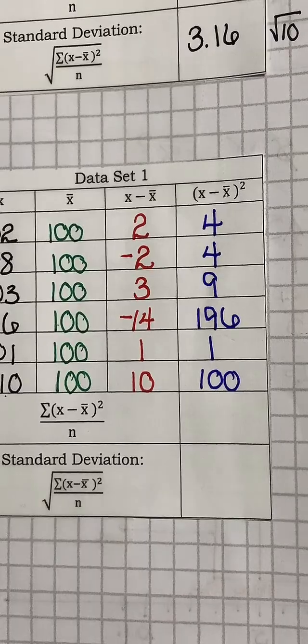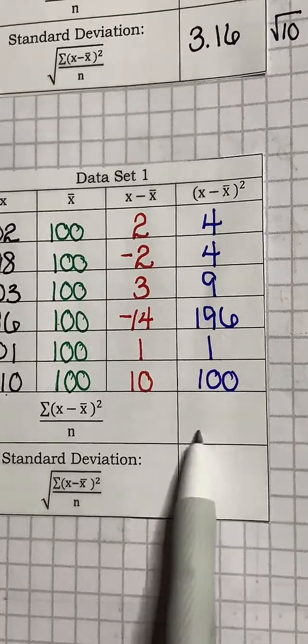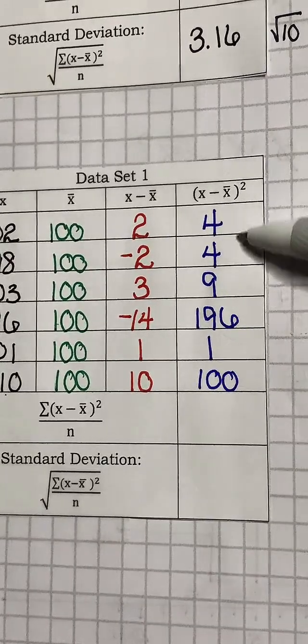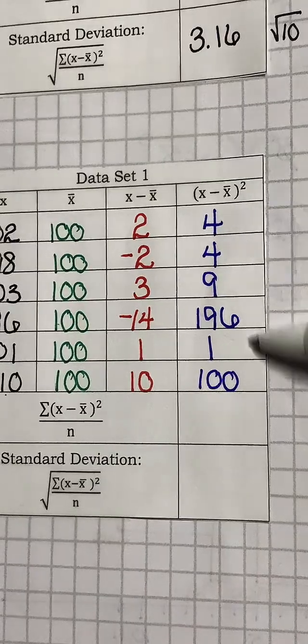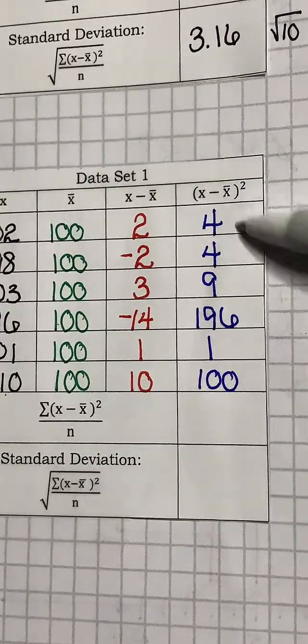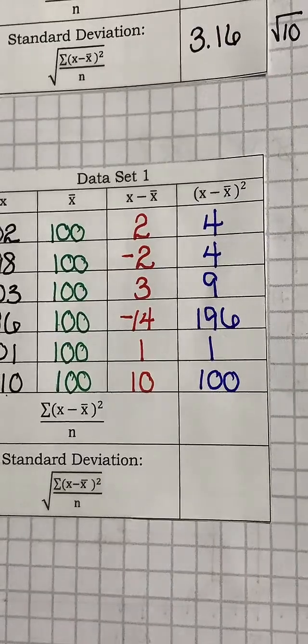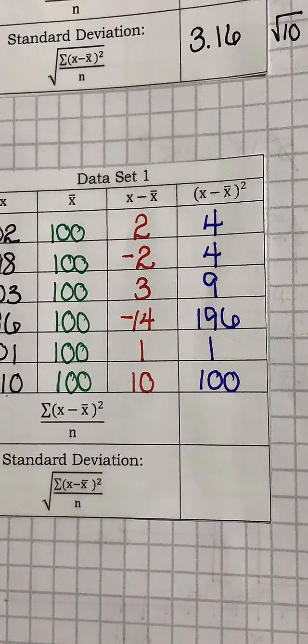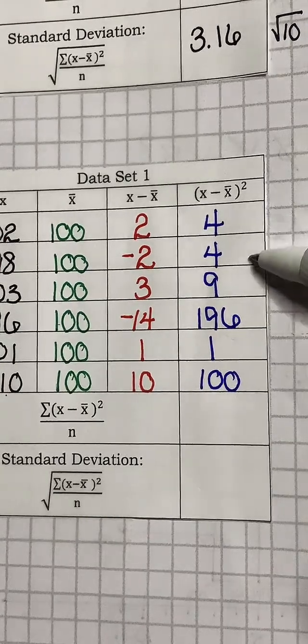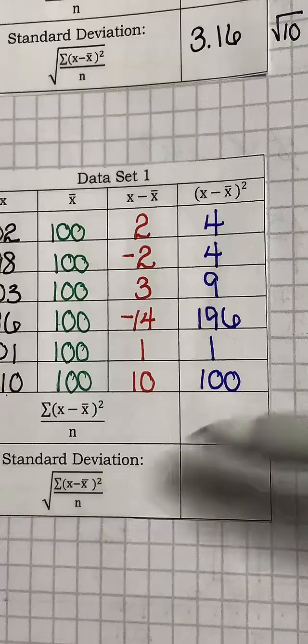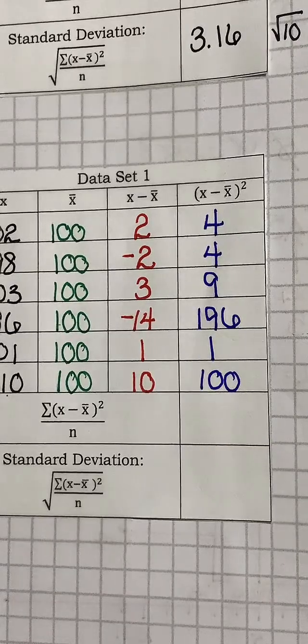All right. So now we need to find the sum, basically the mean of our squared numbers. So if you have your 4 plus 9 plus 196 plus 101 gives me 314. And remember, there's 1, 2, 3, 4, 5, 6 numbers. So we divide that by 6.